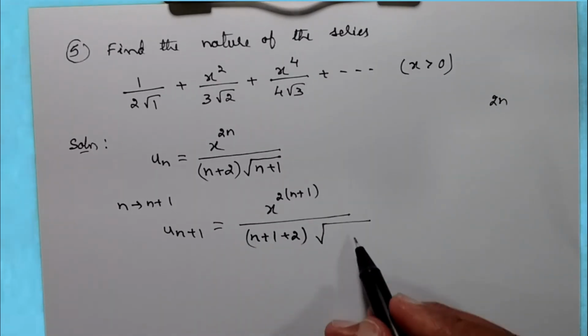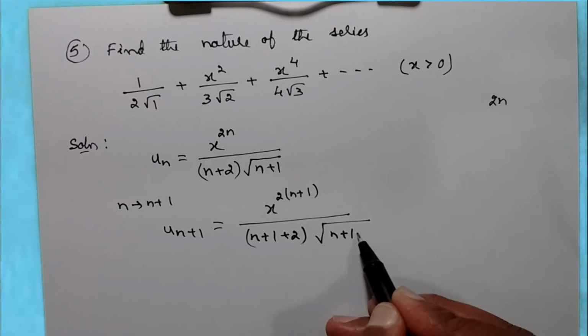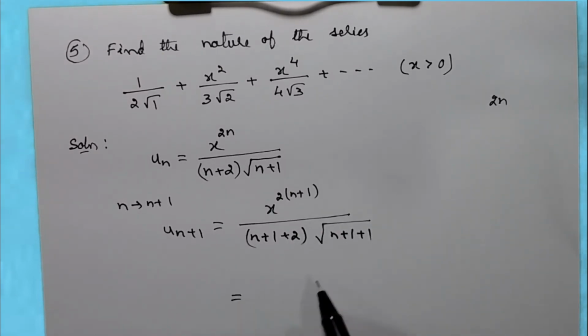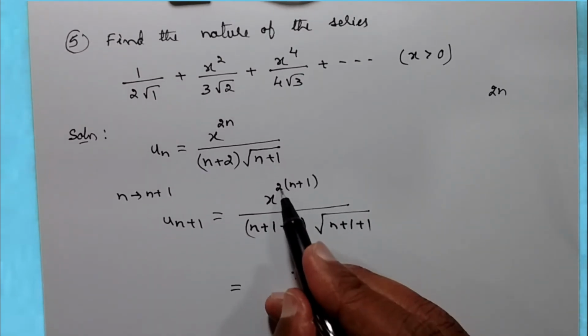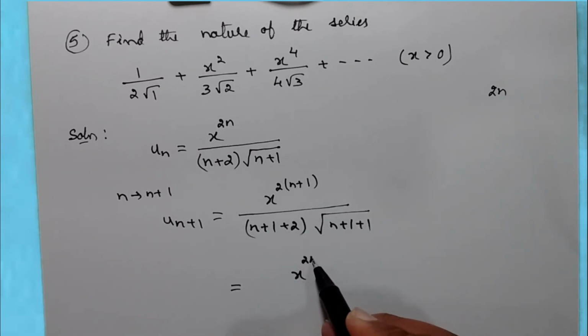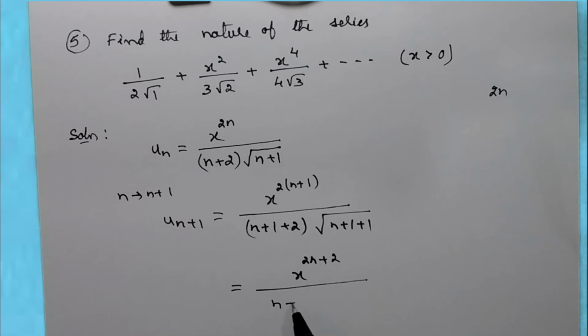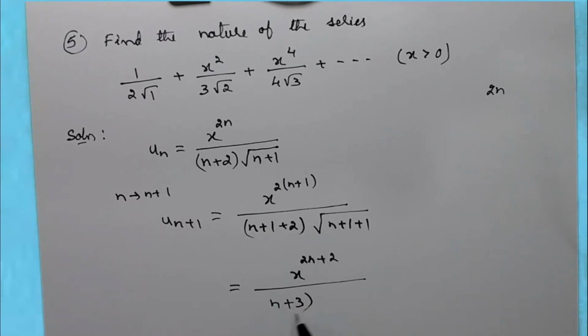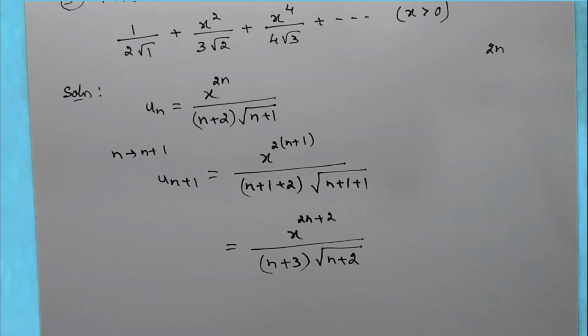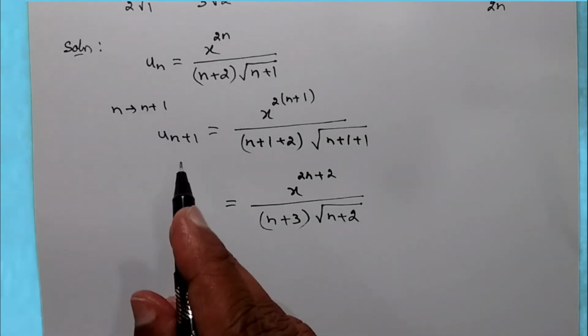n value will become n plus 1 plus 1. Just try to simplify. It is x power of, multiply 2 into n is 2n plus 2 into 1 will be 2, whole divided by n plus 2 plus 1 will be 3, into root of n plus 1 plus 1 will be 2. So you got u(n+1) and u(n).